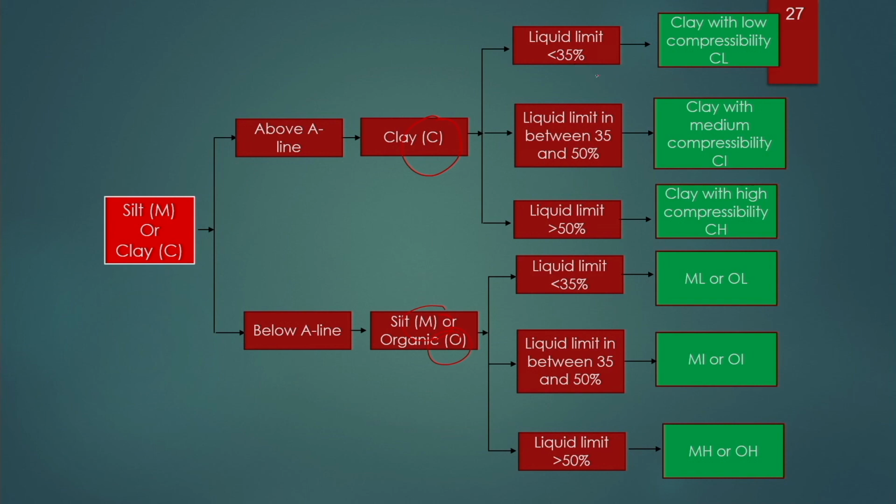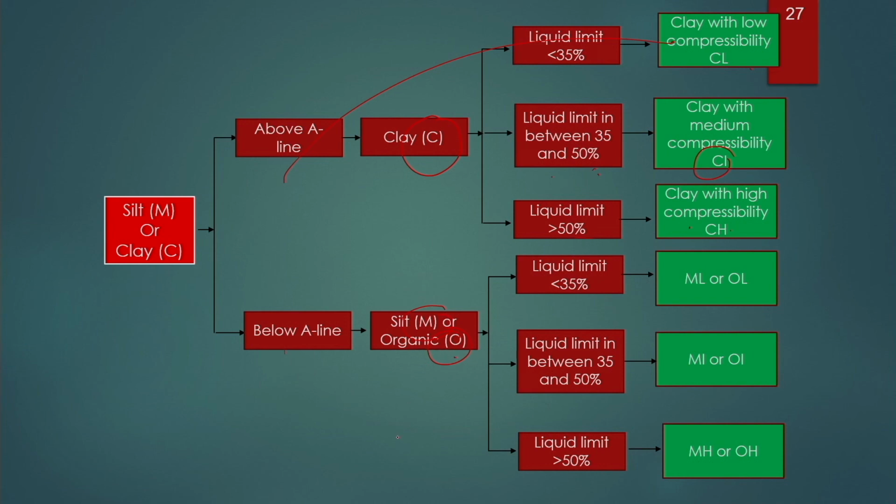If the liquid limit of the soil is less than 35%, then it will be known as clay with low compressibility if the soil is a clayey type. If the liquid limit is more than 50%, then it will be termed as clay with high compressibility, or CH. If the liquid limit is in between 35 and 50%, it will be termed as clay with medium compressibility, CI. Similarly, if it is falling below the A line, the term M or O will be used.